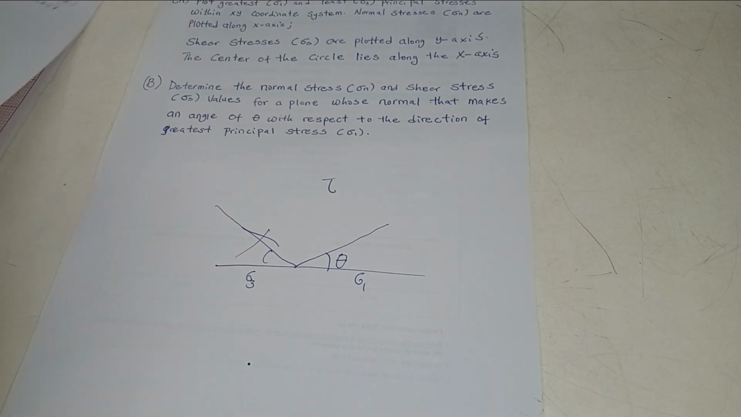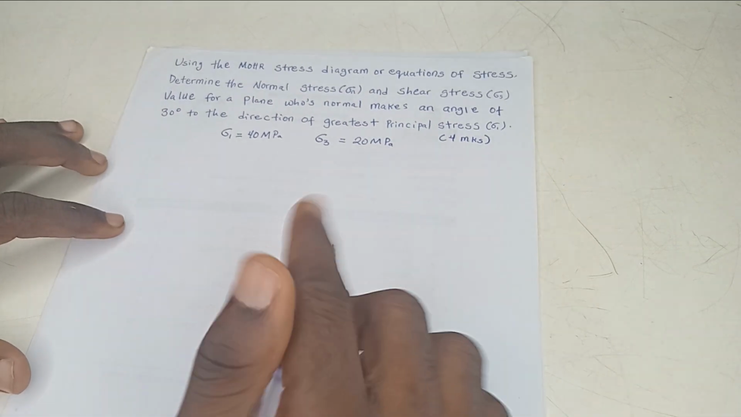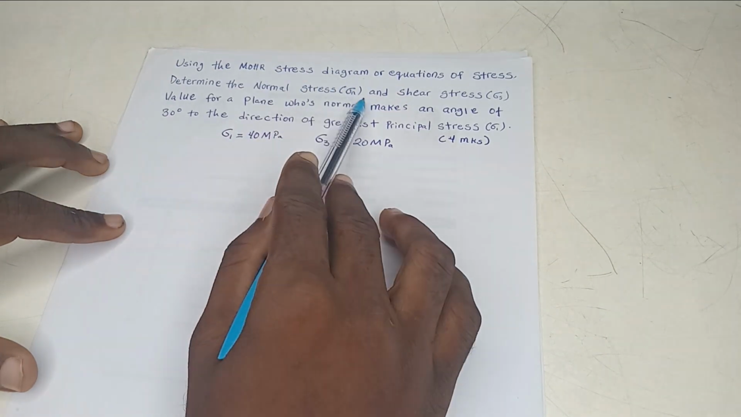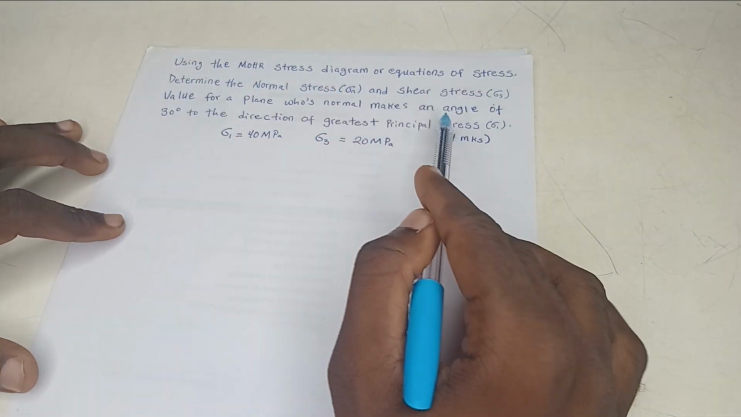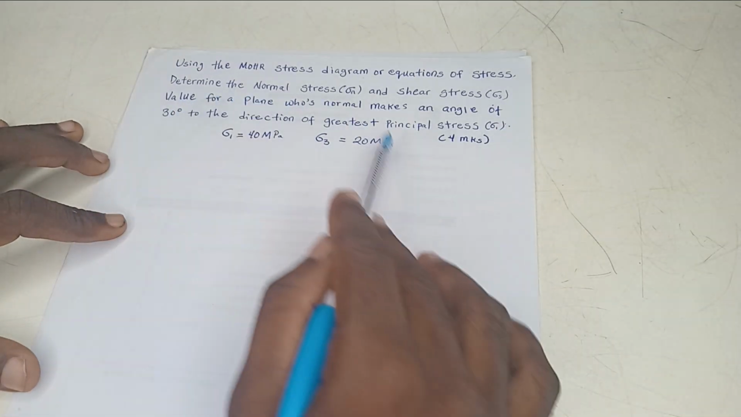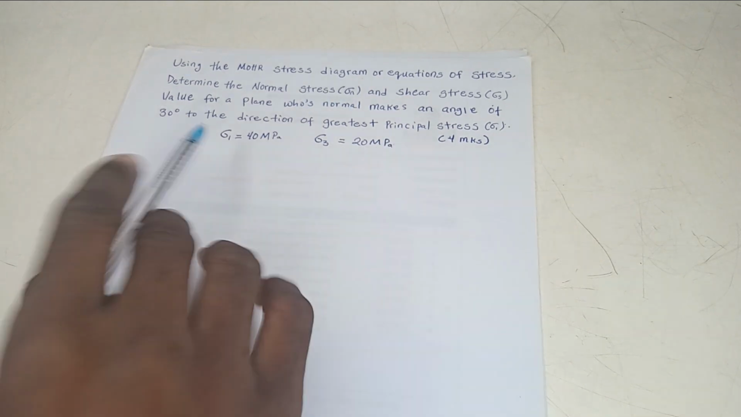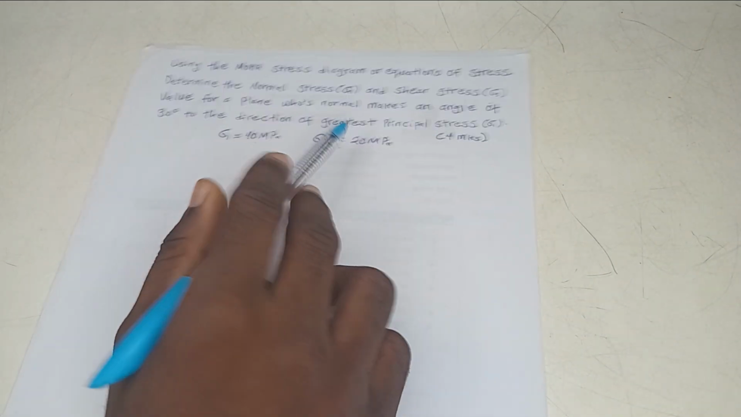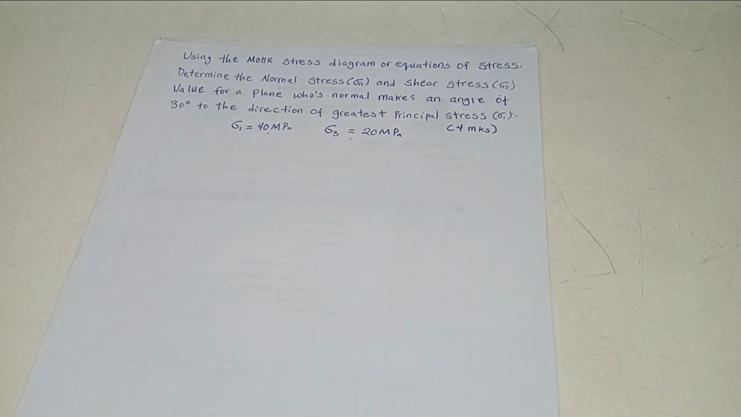Next, we're going to treat a question. Using the Mohr stress diagram or equations of stress, determine the normal stress and shear stress value for a plane whose normal makes an angle of 30 degrees to the direction of greatest principal stress. Sigma 1 is 40 and sigma 3 is what? 20. And here we're given the angle, which is what? 30 degrees. Good.